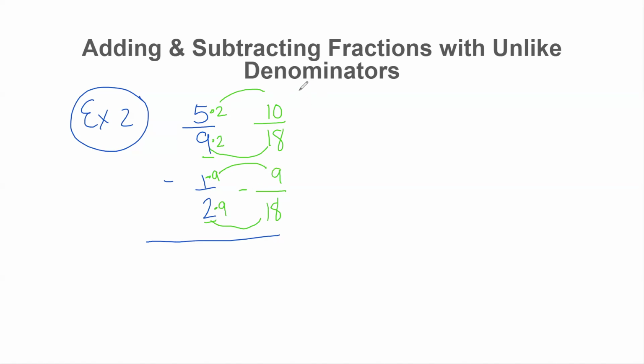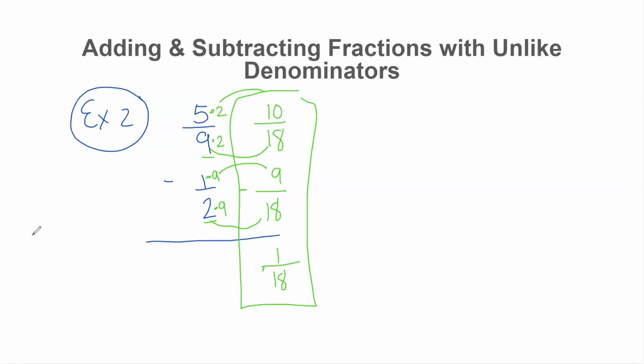And now subtract. Just looking at the green, common denominator is 18, so we're going to leave that. 10 minus 9 is 1. And there we go. That does not reduce. You're done.